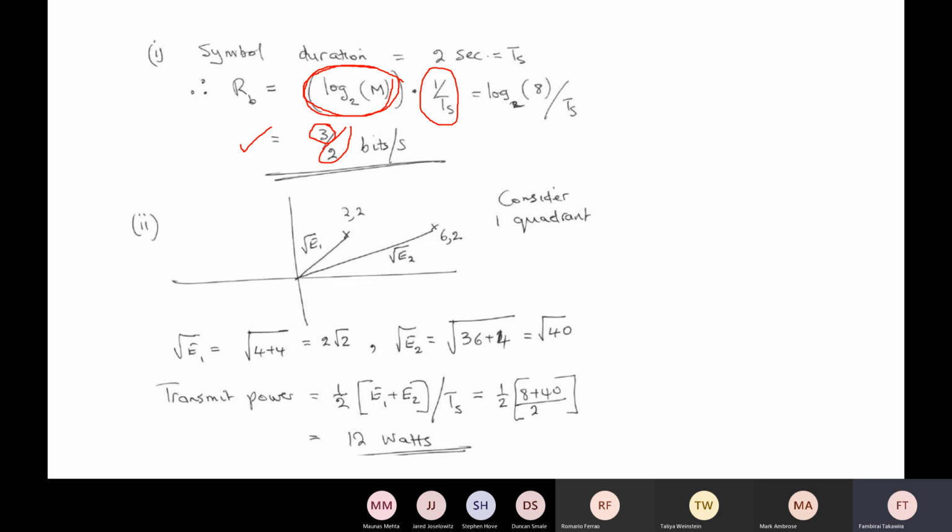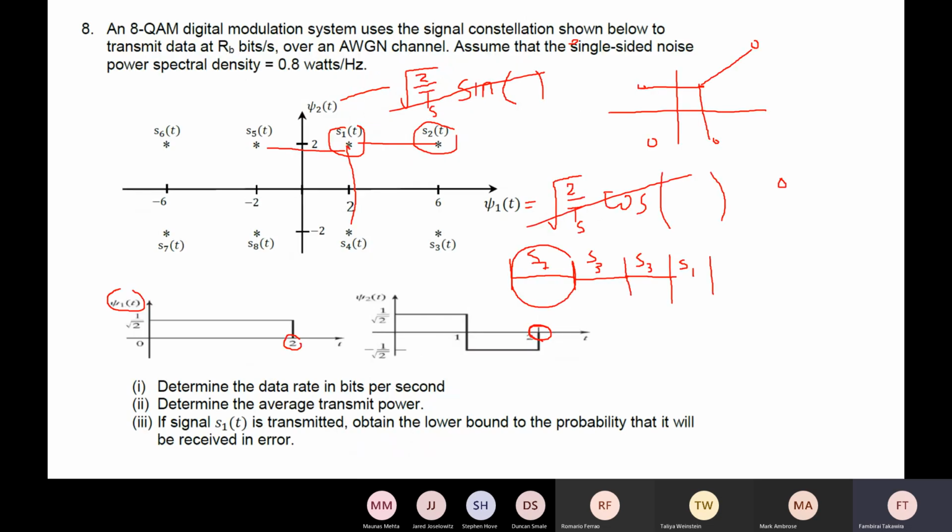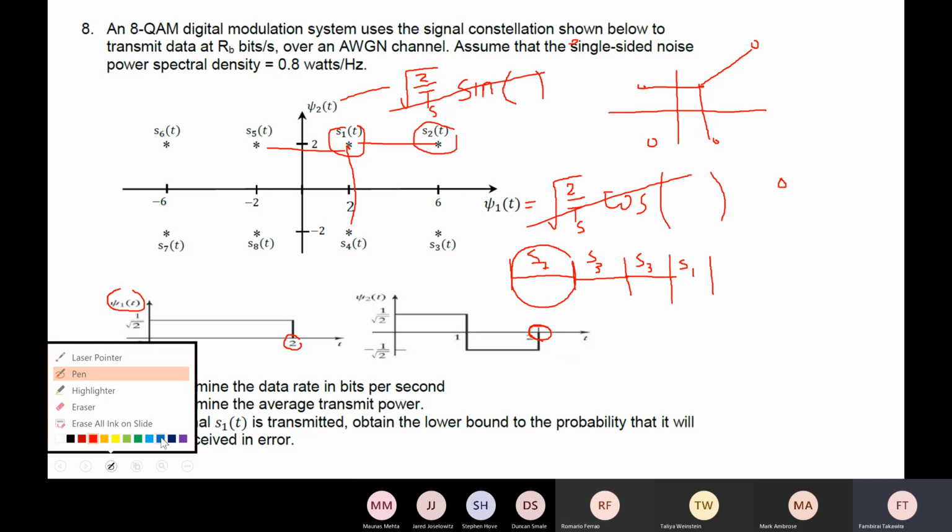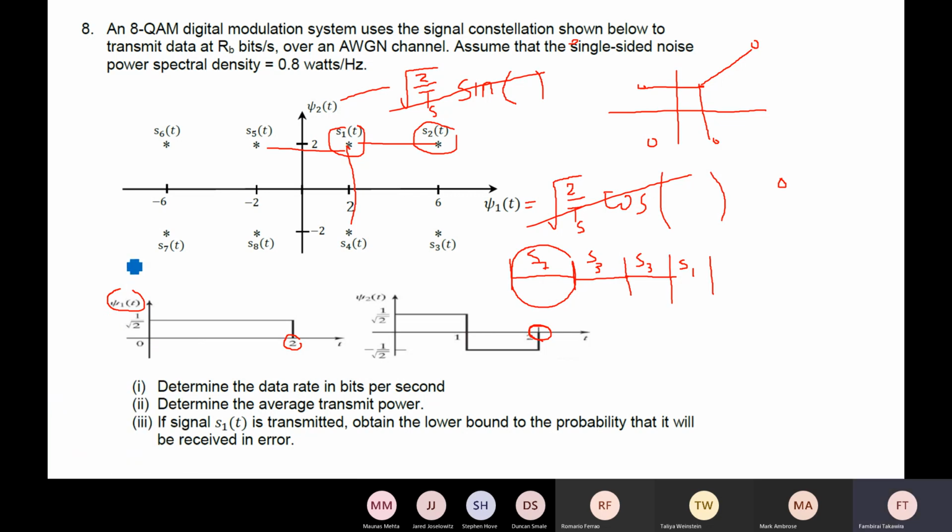The second part then says, determine the average transmit power. For the average transmit power, if we look at our constellation, we find that there is symmetry in the sense that the energy of these two signals is the same as the energy of these two signals, and it's also the same as the energy of these two signals, and is the same as the energy of these two signals.